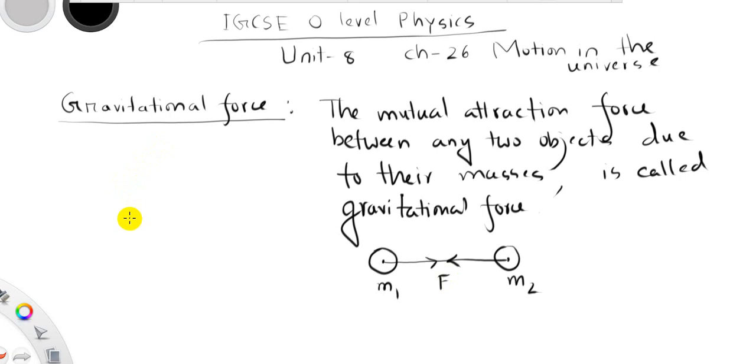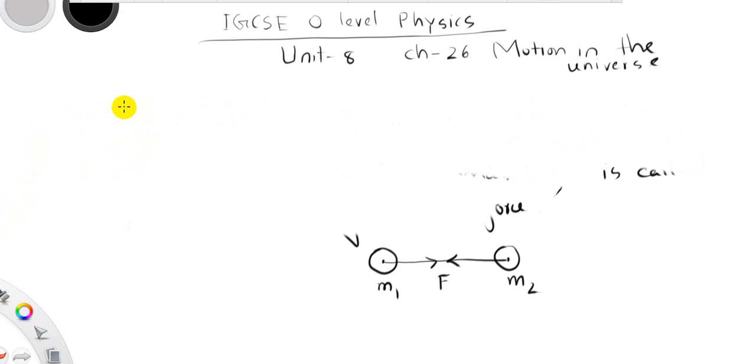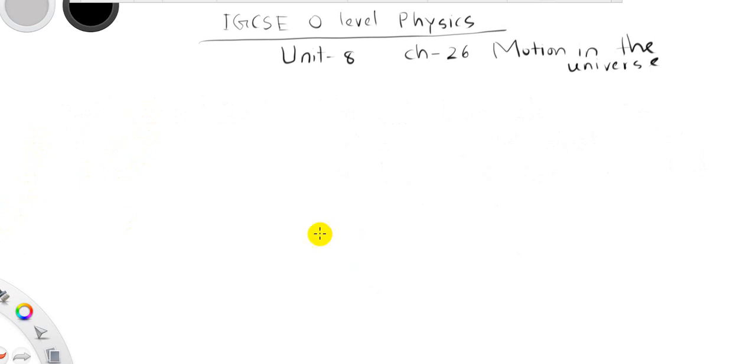When any object revolves around an axis or another object, then two forces are required. One is centripetal force, whose direction is towards the center, and another is centrifugal force whose direction is outward from the center. So now we discuss why do objects move in a circle.